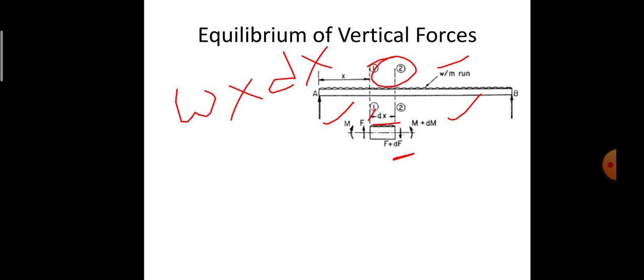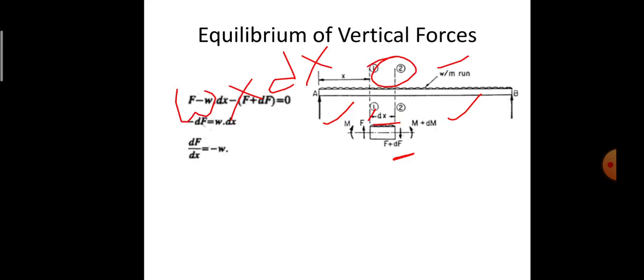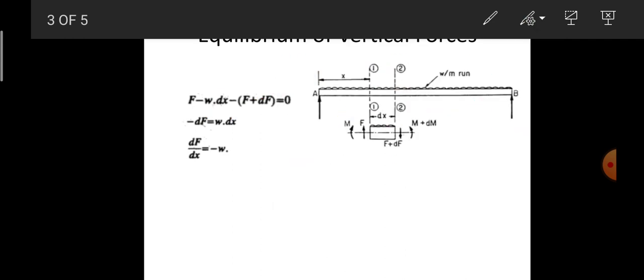for the equilibrium of vertical forces. Therefore I take upward direction forces as positive and downward forces as negative. If I substitute the forces, we have the force in the upward direction as F and in the downward direction as F plus dF, along with the force due to UDL as W into dx. Therefore, F minus W dx minus (F plus dF).